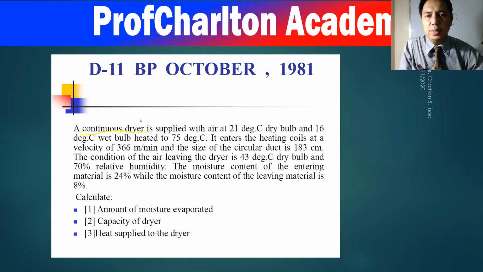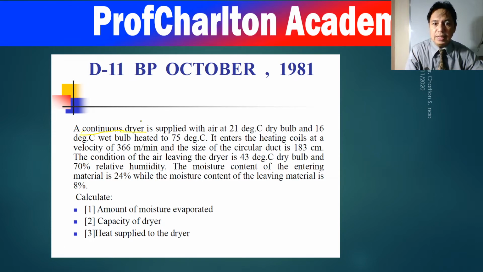Continuous dryer supplied with air at 21 degrees centigrade dry bulb and 16 degrees wet bulb, heated to 275 degrees centigrade. Now it enters the heating coils at a velocity of 366 meters per minute, and the size of the circular duct is 183 centimeters. Right. So let us interpret that.